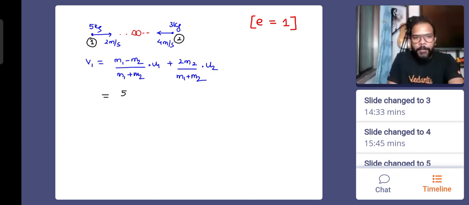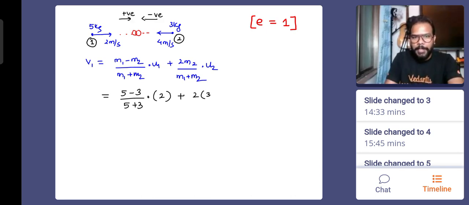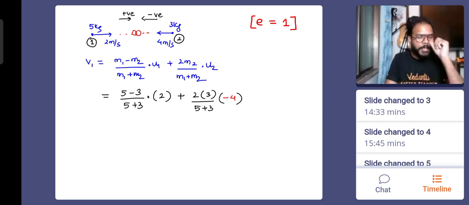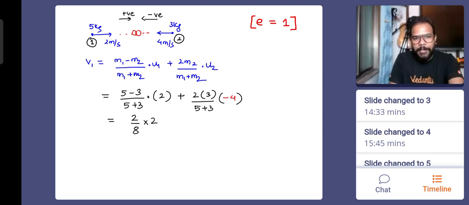I'll simplify for you. M1 is 5, M2 is 3, 5 plus 3. The value of U1 is 2. Pay attention, positive U, because this direction is positive and this direction is negative. Plus 2 times M2, that is 3, divided by 5 plus 3, and velocity, I'm writing minus 4. Why minus 4? Because the direction of motion of the 3 kg body is negative. So this is 2 by 8 into 2, plus, minus it will be because of this minus sign, 6 by 8 into 4.